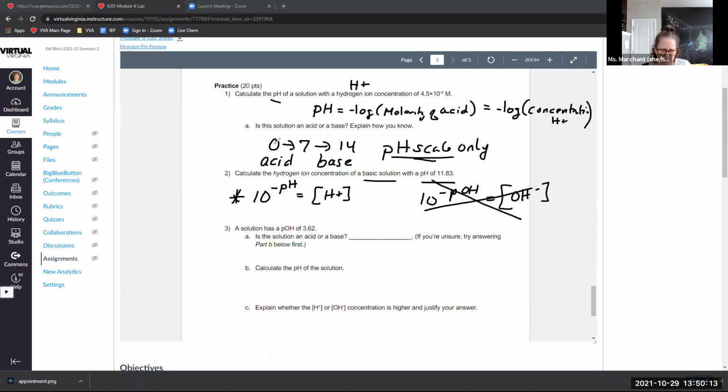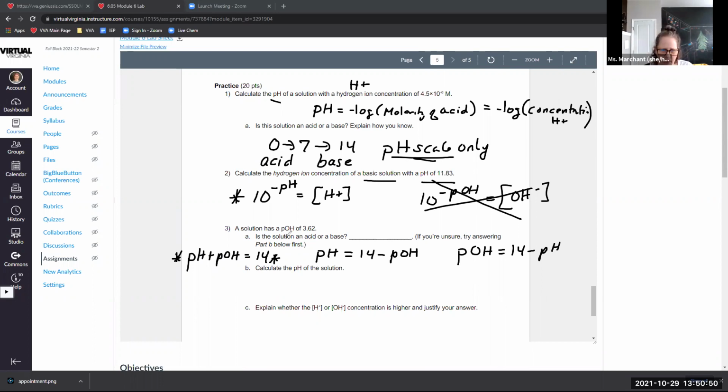A solution has a pOH of 3.62. Remember, don't use pOH to determine acid or base. If you have pOH, you can subtract it from 14 to get pH. Same way in reverse. If you have pH, you can subtract it from 14 and find the other. That's because the scale is out of 14. pH plus pOH equals 14. It's a 14 scale. So that makes it easy to transfer between one and the other.